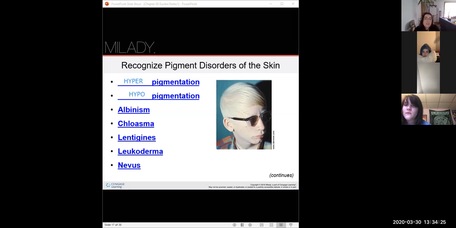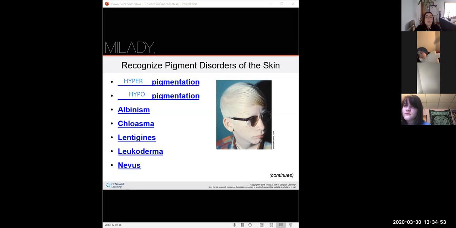Chloasma is a condition characterized by hyperpigmentation. So now we're going the opposite way, in spots on your body, kind of like freckles, but not really, if you think of it that way. They're generally caused by cumulative sun exposure. So chloasma, typically caused by sun exposure, okay?